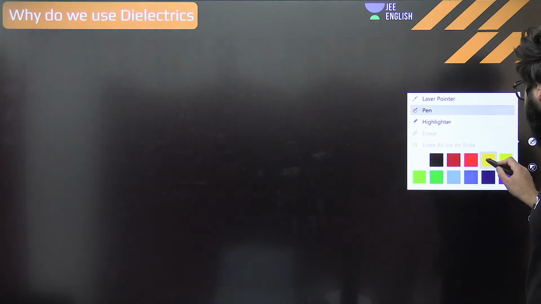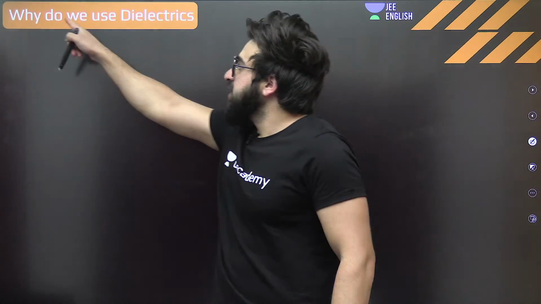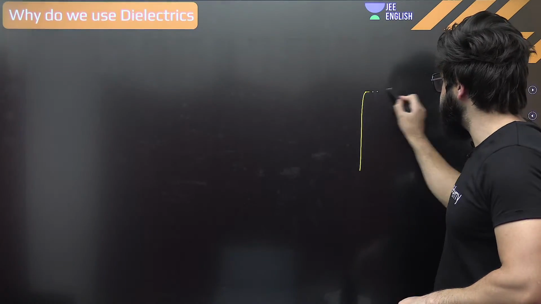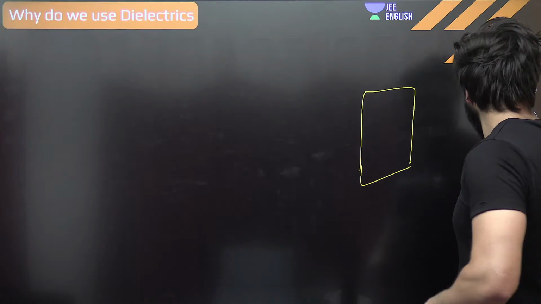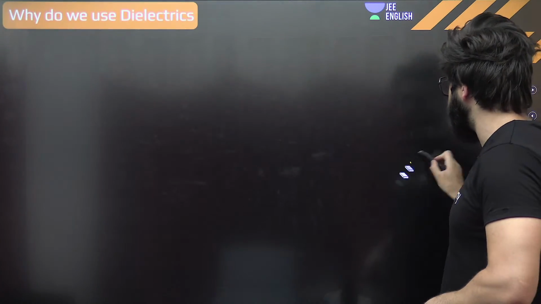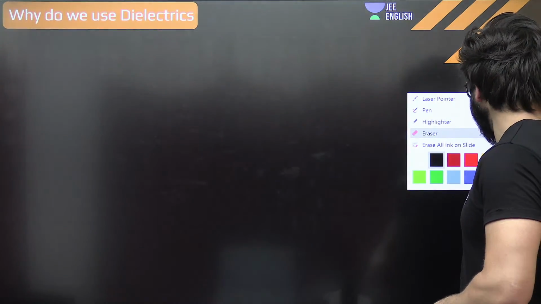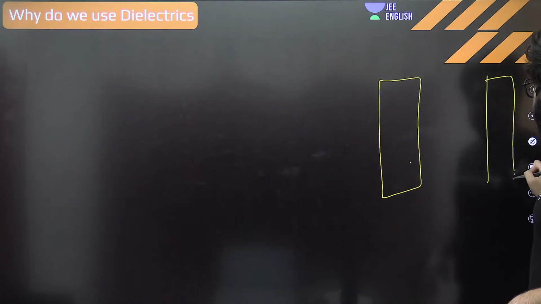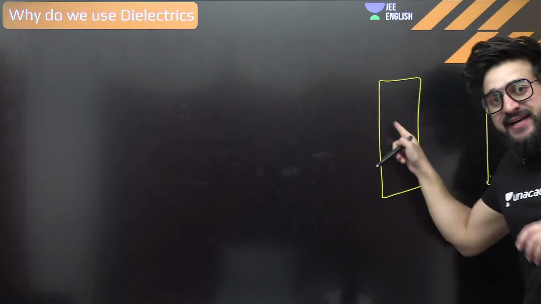Now listen to me very carefully. If I say, why do we use these dielectrics in case of capacitors? See, for example, there is a capacitor over here. This is a parallel plate capacitor, okay? I'll try to draw this parallel plate capacitor. So this is one of the plates and this is the second plate. Fine. If I say I'll connect the battery to it.